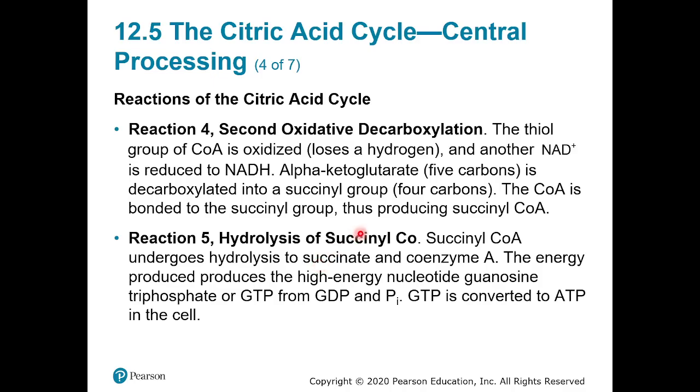Step 5 is going to be the hydrolysis of succinyl-CoA. So succinyl-CoA is going to undergo a hydrolysis. This is going to give you succinate now, because we're splitting it off, and a free coenzyme A again. So we're going to free that up again. The energy that's produced is going to give you the high-energy nucleotide guanosine triphosphate, which is GTP. And you'll get that from GDP and Pi, free inorganic phosphate.